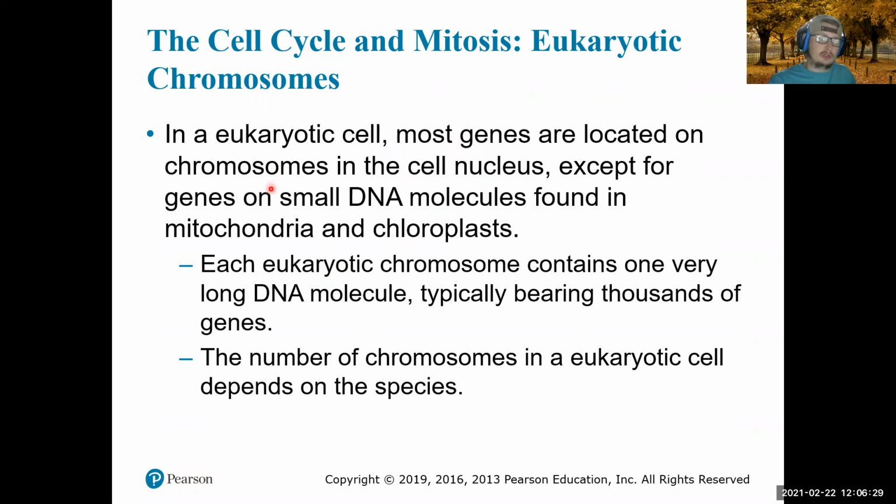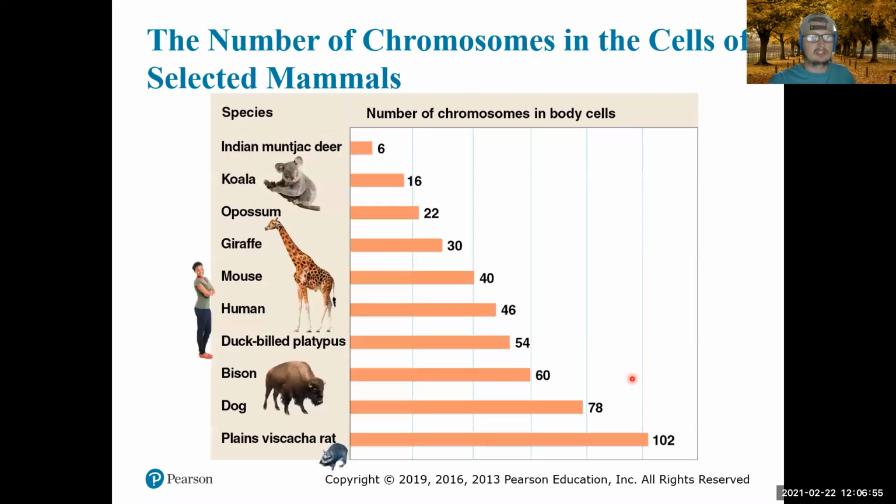And for this nuclear DNA, each chromosome contains one very long DNA molecule, and each chromosome can have hundreds to thousands of genes depending on what that chromosome specifically codes for. And the number of chromosomes in a eukaryotic cell really differs and depends on the species.